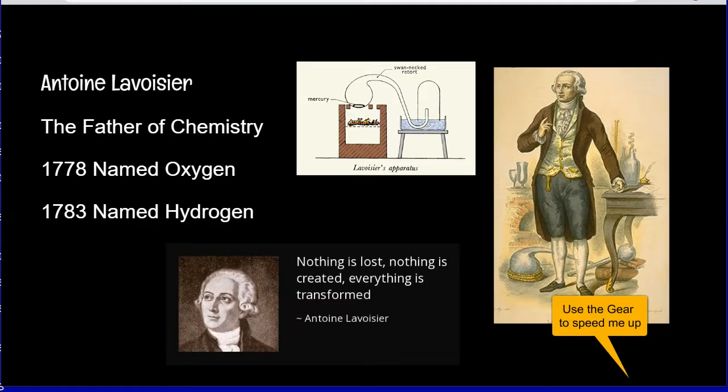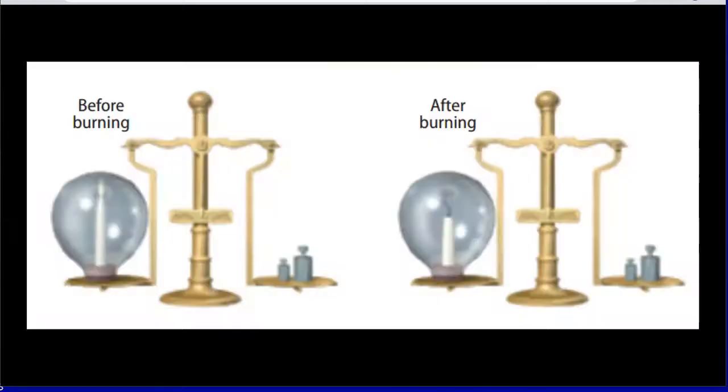This is Antoine Lavoisier, and he is known as the father of modern chemistry. He is the one who named oxygen and hydrogen, and even though he didn't have a lot of sophisticated science equipment, he did learn a lot of things about how chemistry worked. This is an example of one of the experiments he may have conducted.